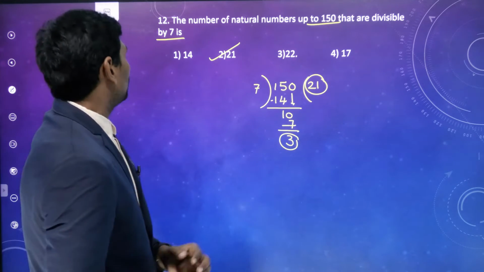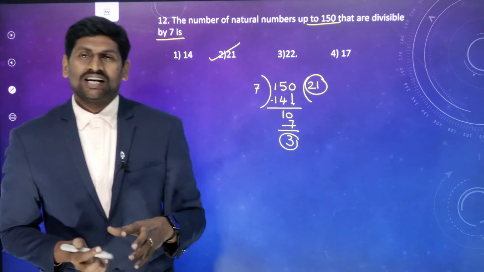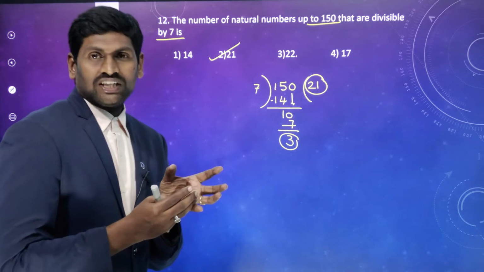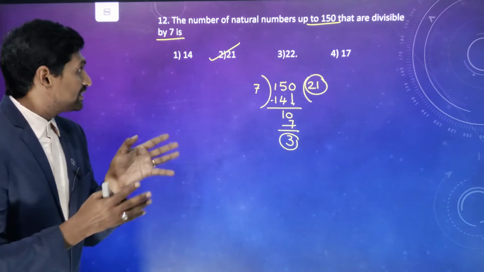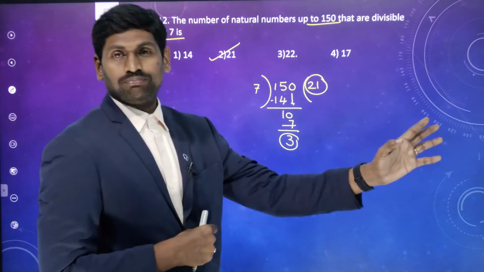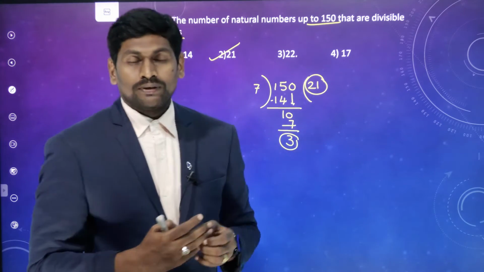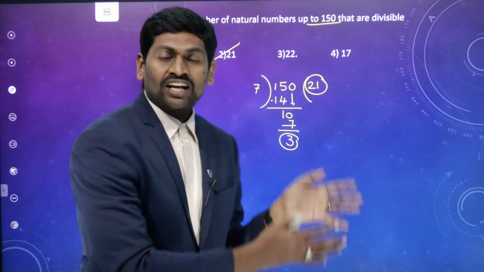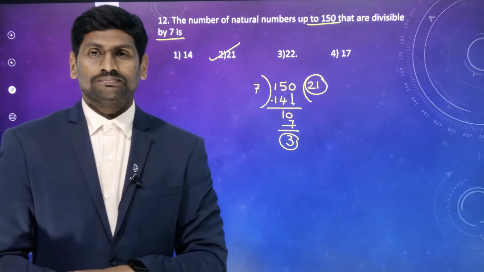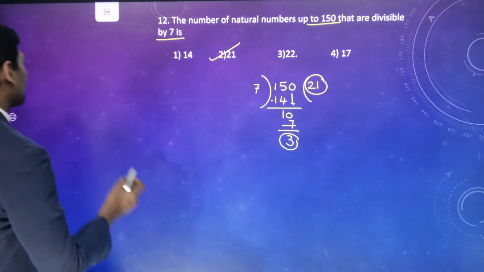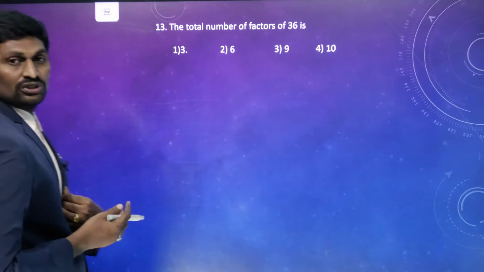So the same question they may ask in a different manner also. That means they can twist the question. Instead of asking from 1 to 150, they may ask what are the numbers divisible by 7 between 20 and 150. They can ask like that also. Let us see that type of model also. We should look into it.